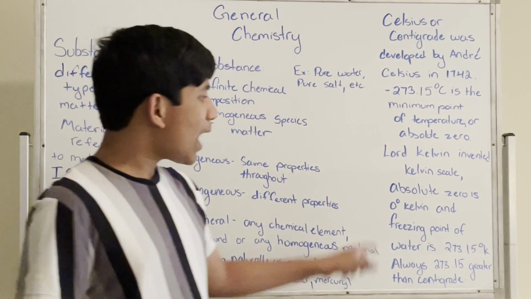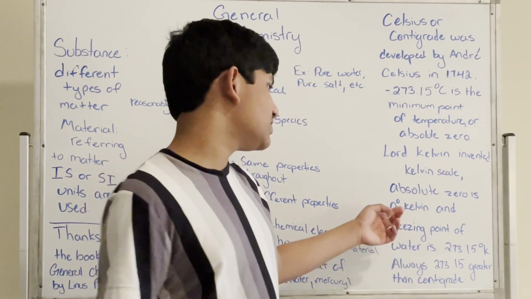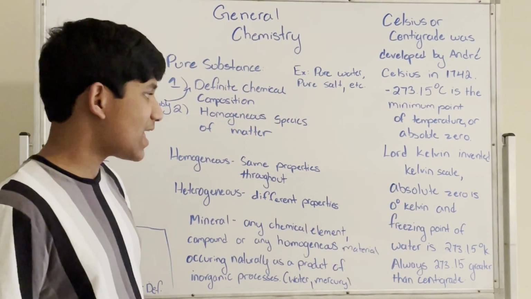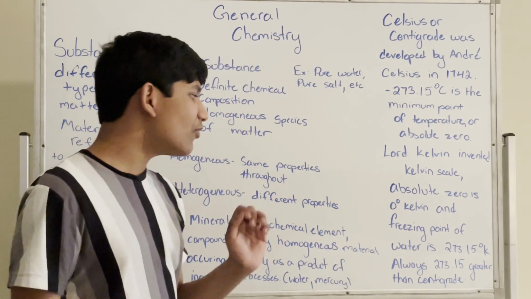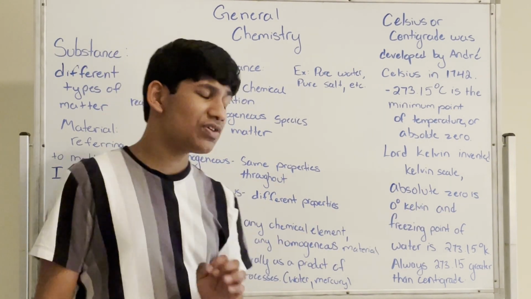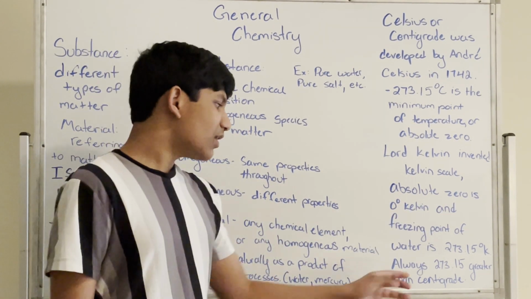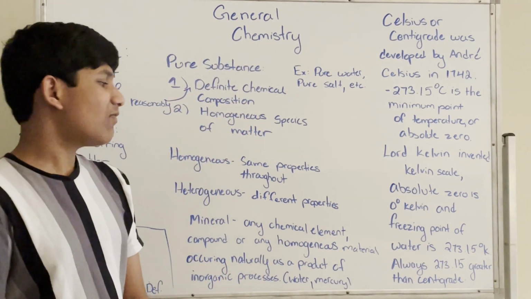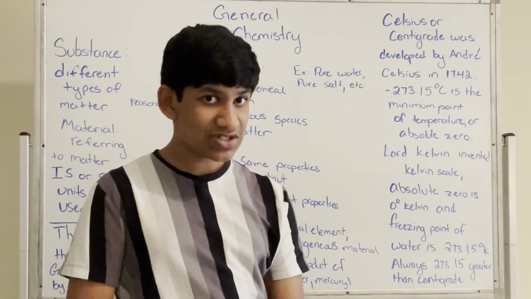And Lord Kelvin also did a lot of research in thermodynamics. Now, absolute zero in the Kelvin scale is 0 degrees Kelvin, which makes perfect sense because the name absolute zero fits it. And the freezing point of water is 273.15 degrees Kelvin. So it's always 273.15 degrees greater than the centigrade.